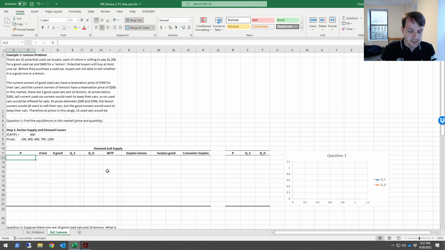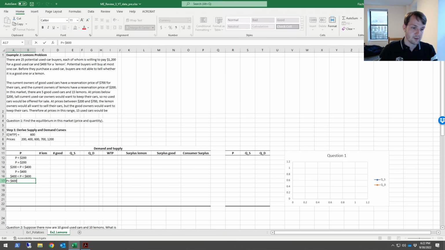We're going to do this always in the same way. We're going to consider different price ranges. We're going to start with what if the price is less than 200. The next one is what if the price is equal to 200. Then what if the price is greater than 200 but less than 400? What if the price is equal to 400? What if the price is greater than 400 but less than 600? What if the price is exactly 600?